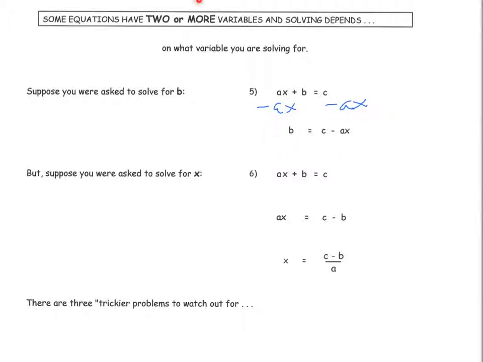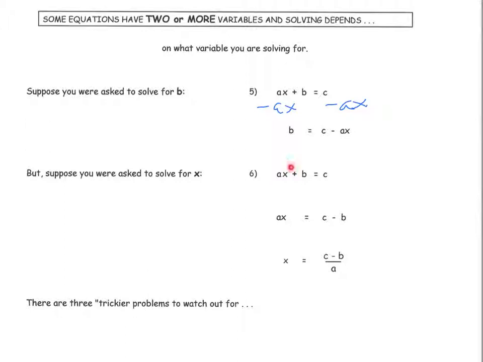When you're solving an equation with two or more variables, there are going to be variables in your answer, and that's to be expected. The reason why we were able to subtract the entire ax at one time is because they're attached by multiplication and stay together in addition and subtraction problems.